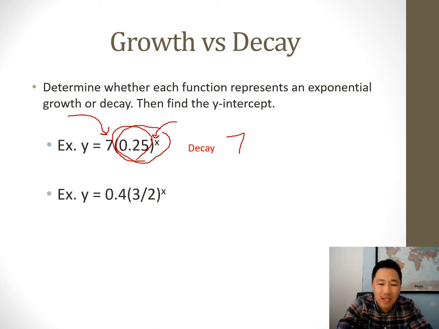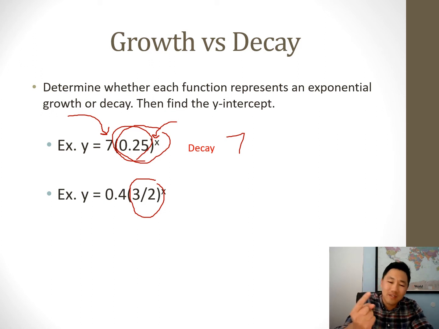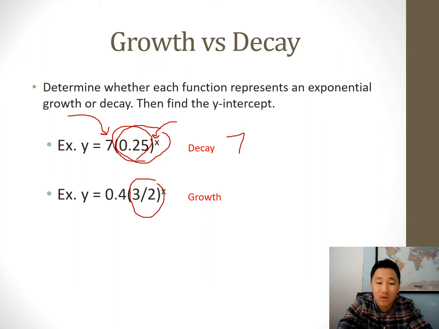Let's do another example. Here we have 3 over 2, which is the same thing as 1.5. That's obviously bigger than 1. So we have a growth. And then the y-intercept is 0.5, 4 for the same reason.